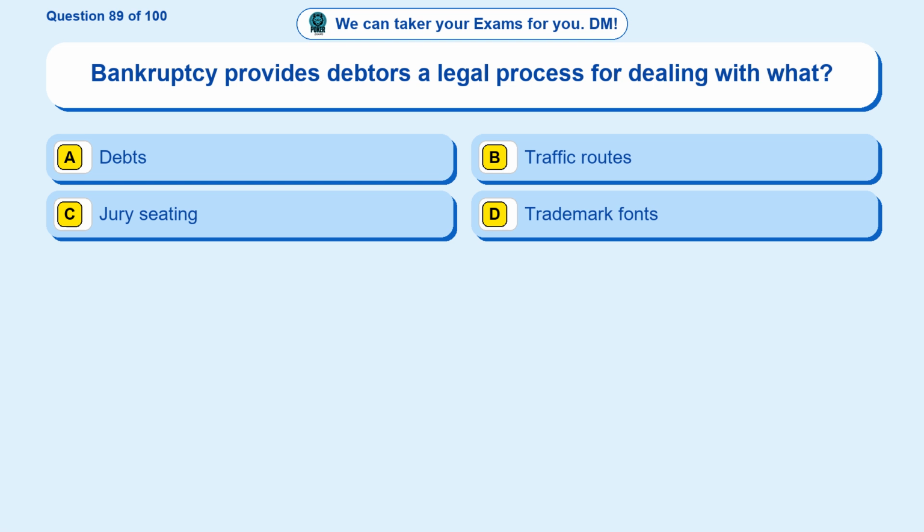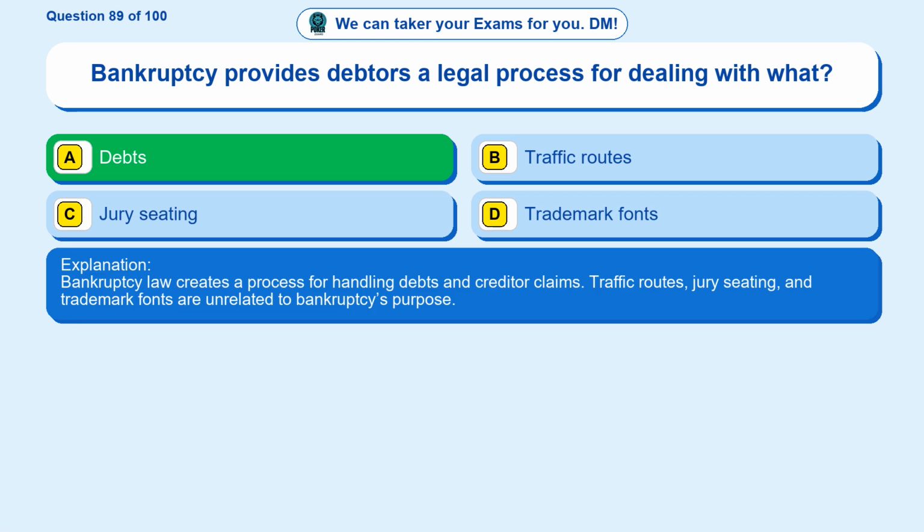Question 89. Bankruptcy provides debtors a legal process for dealing with what? Option A, debts. Option B, traffic routes. Option C, jury seating. Option D, trademark fonts. The correct answer is option A. Debts. Bankruptcy law creates a process for handling debts and creditor claims. Traffic routes, jury seating, and trademark fonts are unrelated to bankruptcy's purpose.